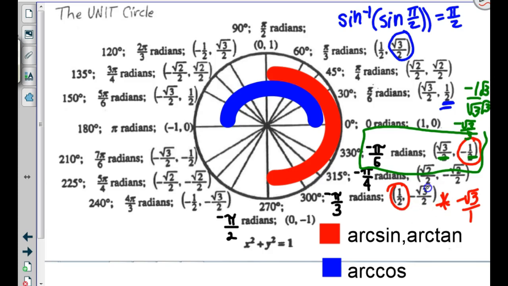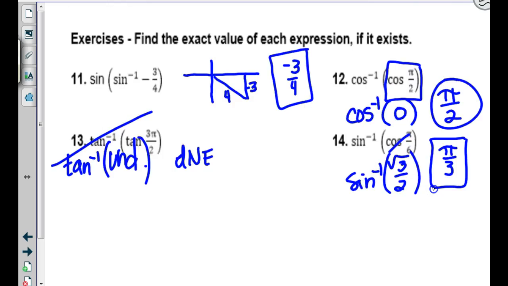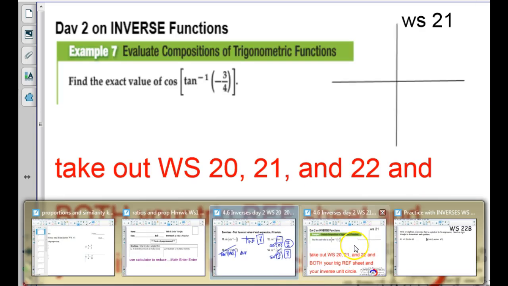We were here, so it just wanted the sign once we found that spot. So the sign was just negative square root of 3 over 2. Everybody good? All right, we're going to continue on with some notes on worksheet 21.